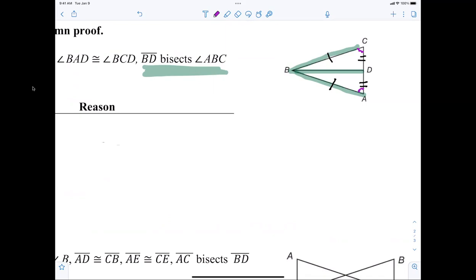Yes, there. That's what we want. All right. So this was one tick mark here, one tick mark here. These two angles have what? Two tick marks.